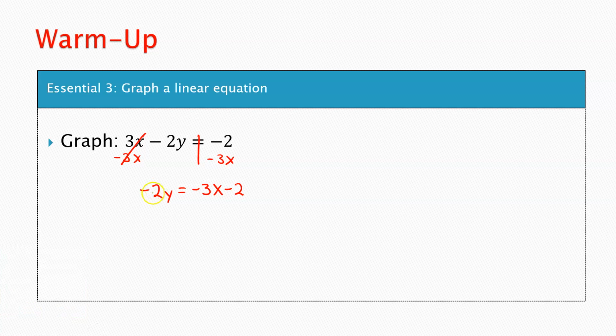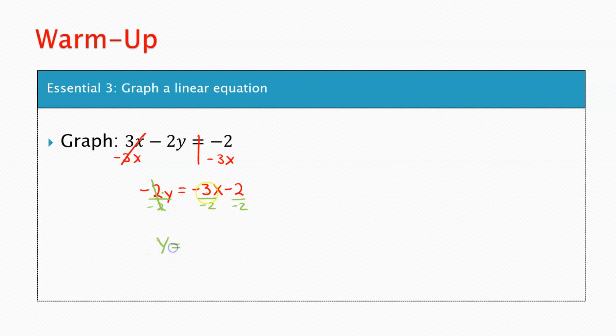How do I get rid of it? Well, it says right now -2 times y. So what's the inverse of multiplying? It is going to be to divide. So we're going to divide every single thing here by -2, by -2, by -2. The -2's will cancel each other out. That just gives us 1y.